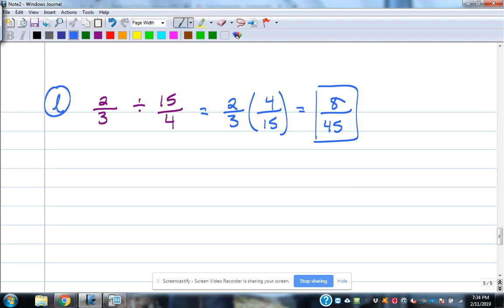A division problem quickly turns into a multiplication problem, and there are no new rules. It's back to the same stuff we've just done. You just have to remember, hey, flip the second one, make it a multiplication problem, then do the work again, the same way that we did. Let's do an example of division.